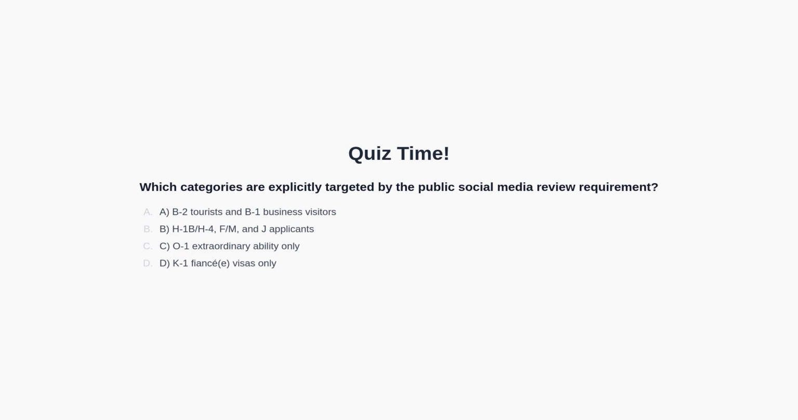Quick knowledge check. Which categories are explicitly targeted by the public social media review requirements? Option A is B2 tourists and B1 business visitors. Option B is H1B and H4 as well as F, M, and J applicants. Option C is O-1 extraordinary ability only. And option D is K1 fiancé visas only. You may pause the video now to think about the answer. We will discuss the answer in the next section of the video.